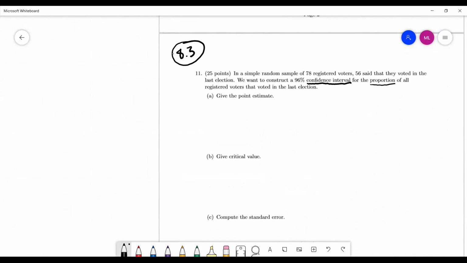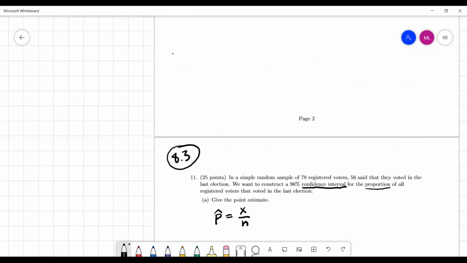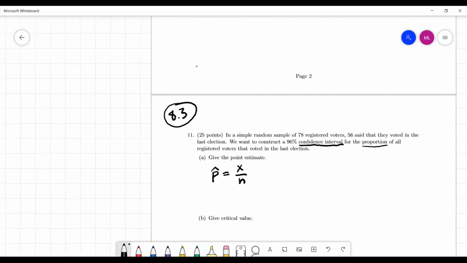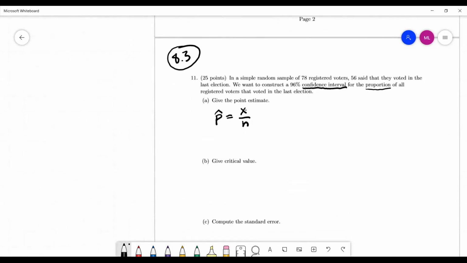And so in this case, when we're dealing with a proportion, and we want to find the proportion instead of the mean, the notation for that is p with a little hat over it, and it's equal to x over n. It's essentially what we just did right here in problem number 10. We're doing that as part 1 of this problem.